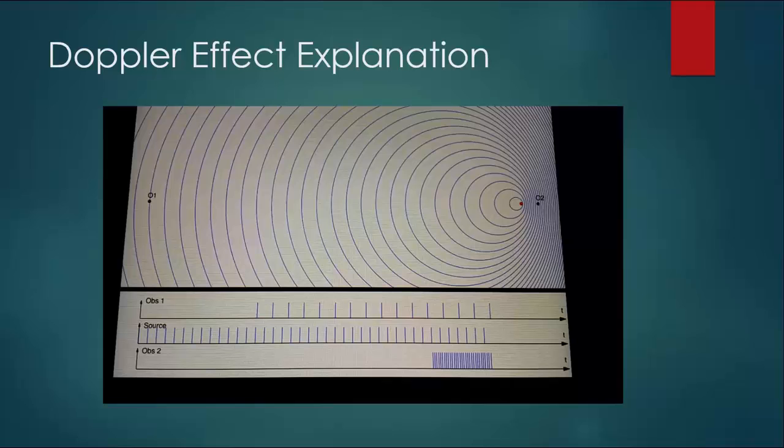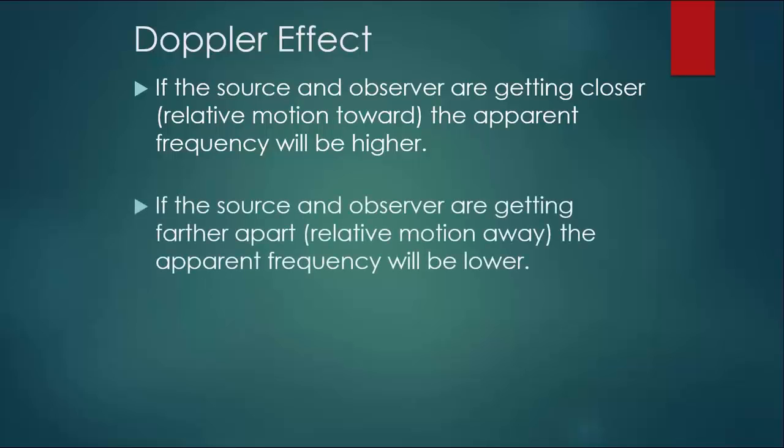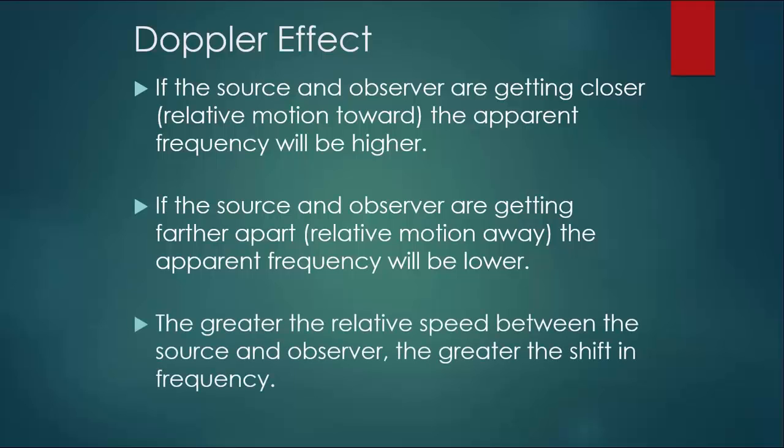Now let's write down a couple of notes about this. If the source of the sound and the observer are getting closer, that is, they have relative motion toward each other, then the apparent frequency of the wave will be higher. And it doesn't matter which one's moving, as long as they're getting closer together. If the source of the sound and the observer are getting farther apart, that is, they have relative motion away from each other, then the apparent frequency is going to be lower than the frequency that's actually being emitted. Finally, the greater the relative speed between the source and the observer, the greater the shift in frequency.